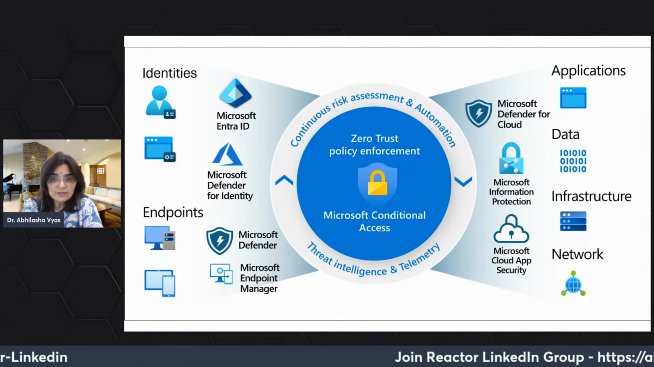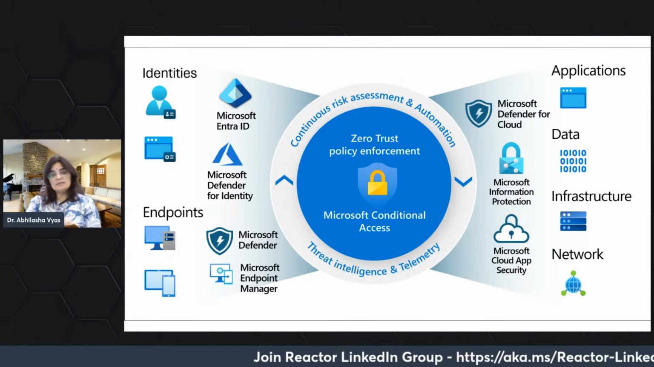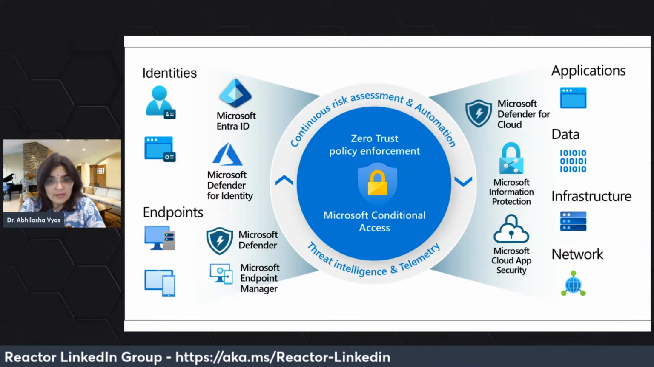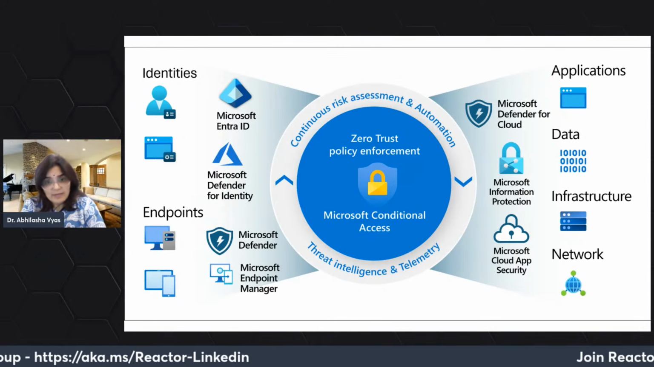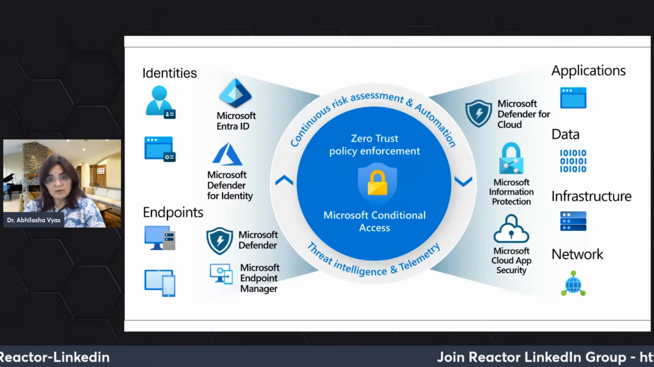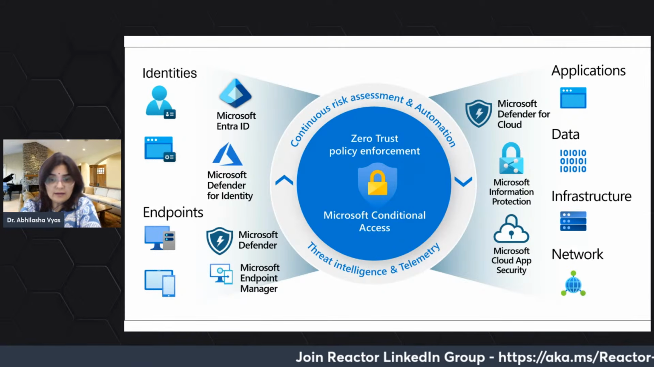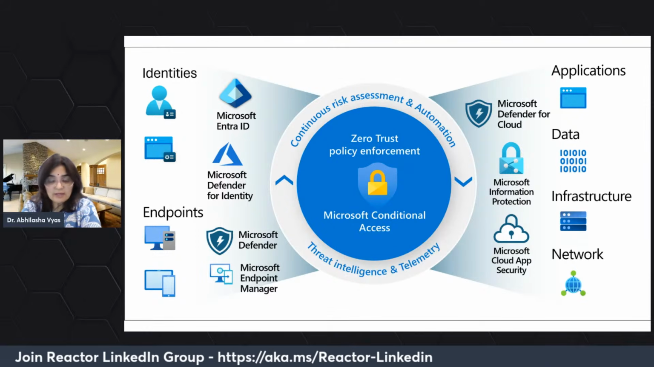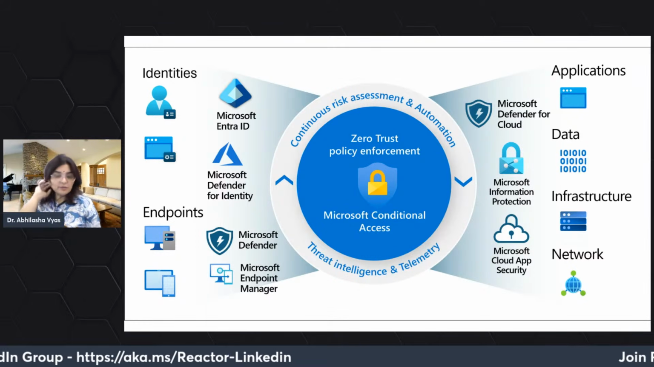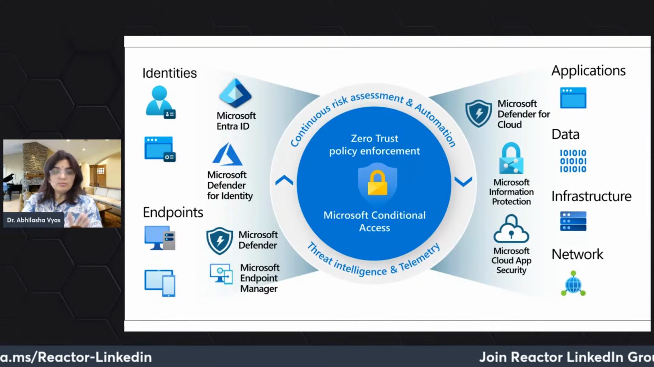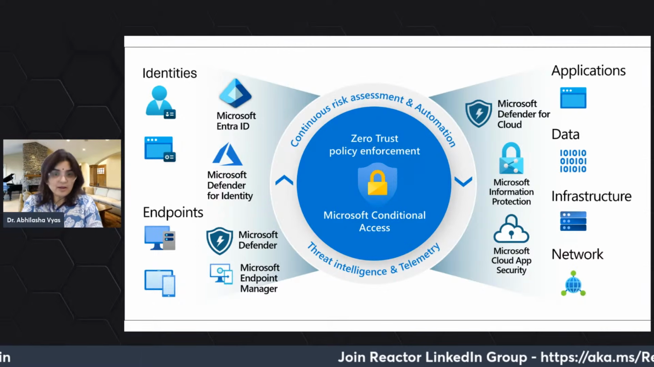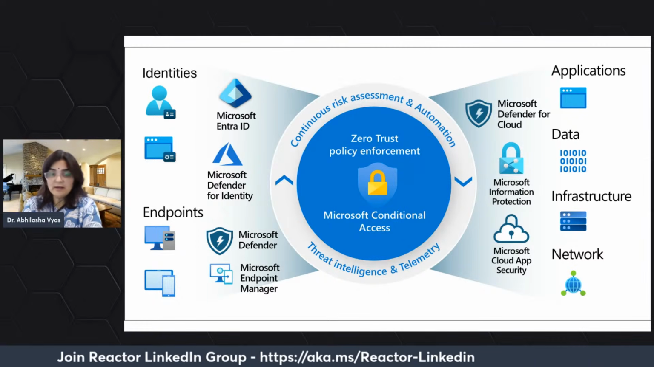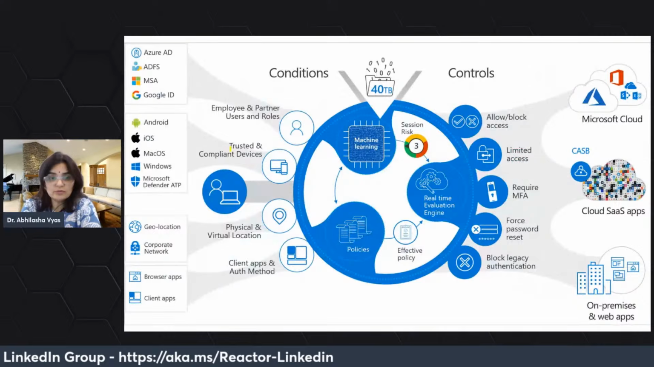On the right hand side, if you see, we have applications, where conditional access policies can also be extended with Microsoft Defender for Cloud Apps, where we can also work on the applications and control the access which we are giving to the applications. Data, infrastructure, network, so information protection, Microsoft Cloud App Security. So this particular slide is showing how conditional access is sitting in the central part and managing access with the help of the various signals which are coming. I think the next slide will give you more of a picture and the scenarios.